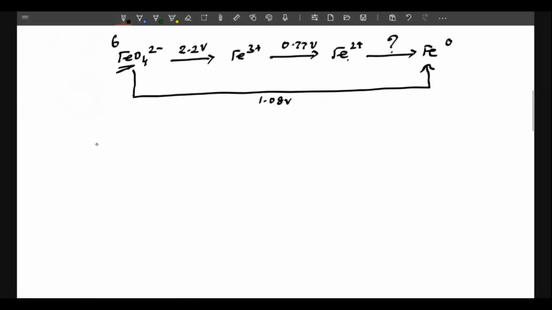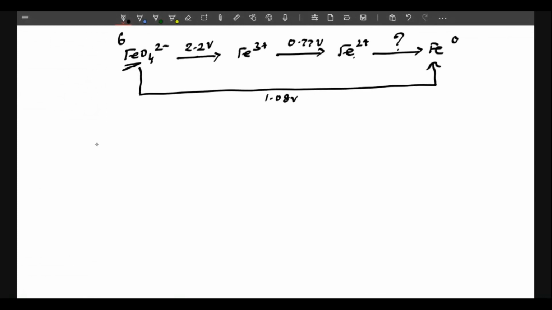And the 2.2 volt, what is that? When FeO4 2 minus, that is the plus 6 state, is converted to the plus 3 state, 2.2 volt reduction potential is available. What do you mean by 0.77 volt? When Fe3 plus is converted into Fe2 plus, 0.77 volt is there. What is this question mark? When iron 2 plus is converted to iron, what is the reduction potential that is asked?